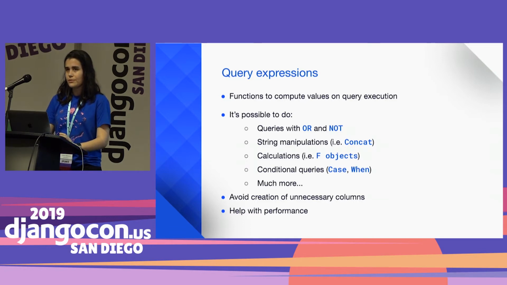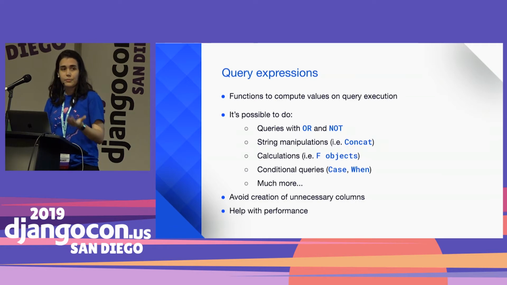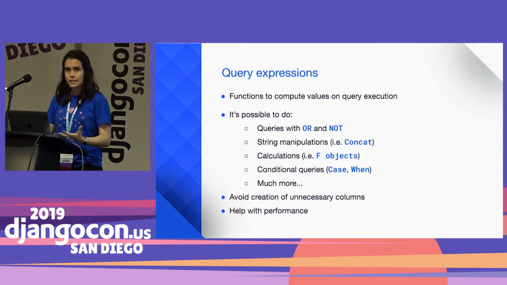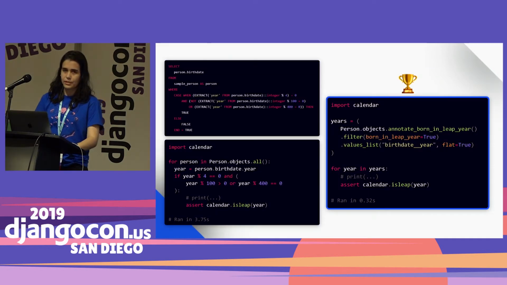So for example, if you want to do queries with OR statements, string manipulations, calculations, and so on, everything at a time Django hits the database, you're going to be using query expressions for that. This removes the necessity of having extra columns in our database and helps to generate readable and optimized queries.